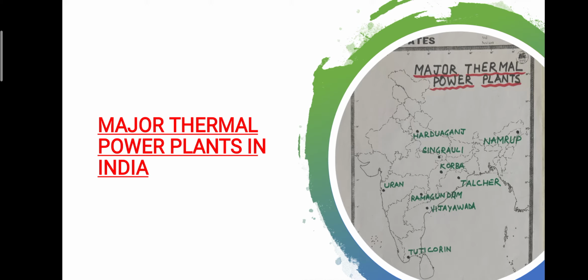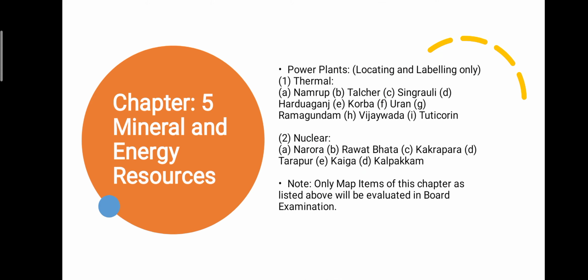Then in Maharashtra state, extreme western part, very close to Mumbai, Uran thermal power plant we have done. Then in Telangana state we have Ramagundam, and very close to Ramagundam in Andhra Pradesh state we have located and labeled Vijayawada thermal power plant. And then in Tamil Nadu, southern part of Tamil Nadu, we have done Tuticorin. So all these plants we have done. Now we'll go back to the previous slide where we have the list of nuclear power plants.